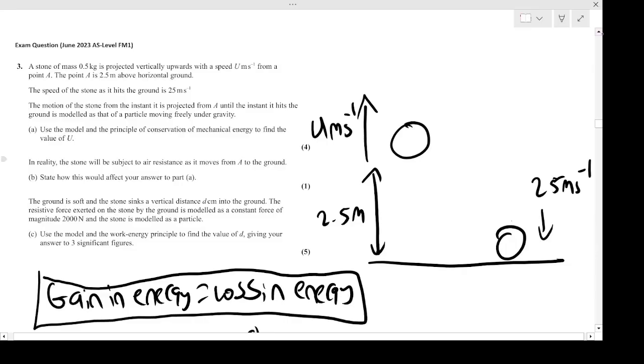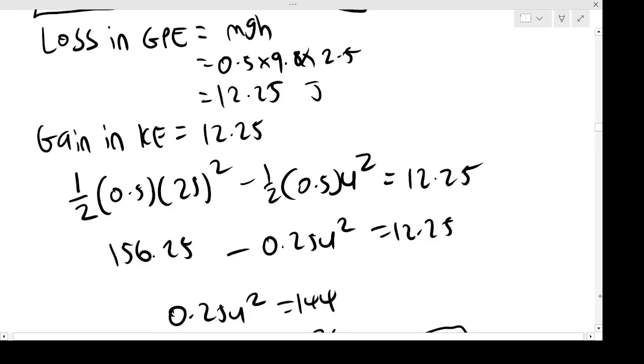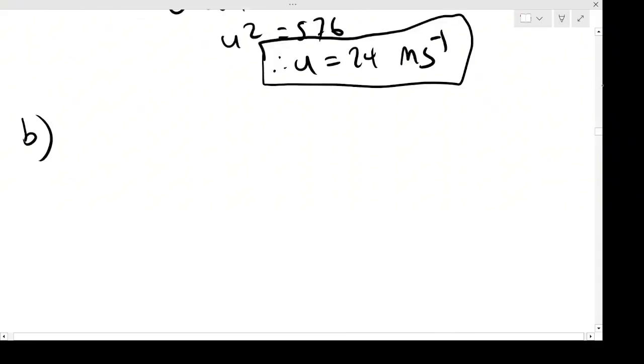So if you want to still make sure the final speed is 25 and the energies make sense, you're going to need to increase the start speed to accommodate for the energy being taken up by air resistance. Hopefully that made sense. So we need to increase u, because air resistance will slow me down and take away some of the energy. So I need to increase the speed to account for that. So the value of u would increase.